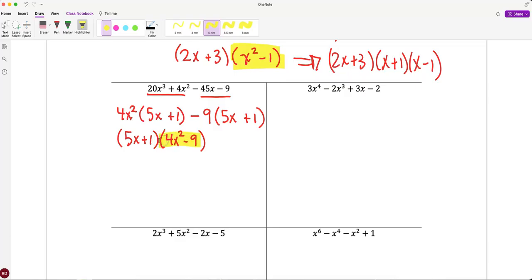Now, can that be factored? Those are 2 perfect squares, right? So 4x squared minus 9, that can be factored. So this is 5x plus 1, and then this is what? 2x plus 3, 2x minus 3.